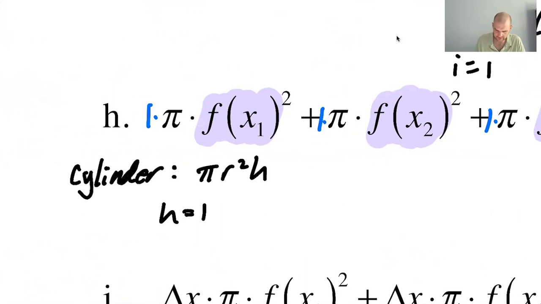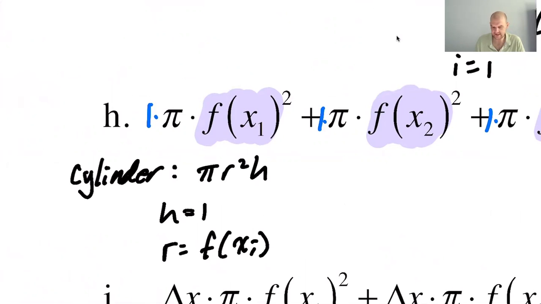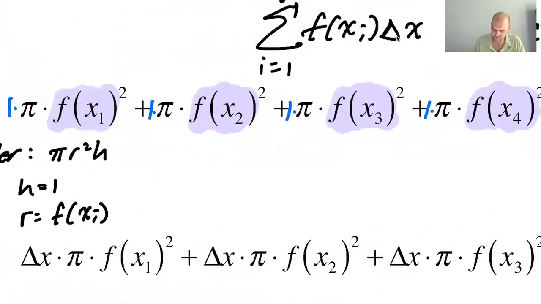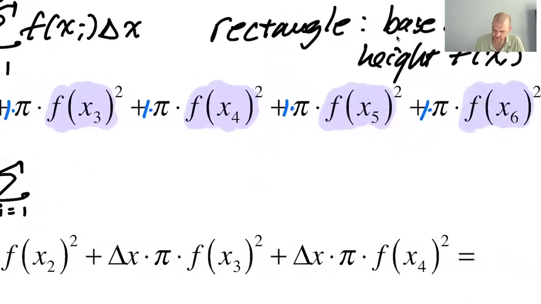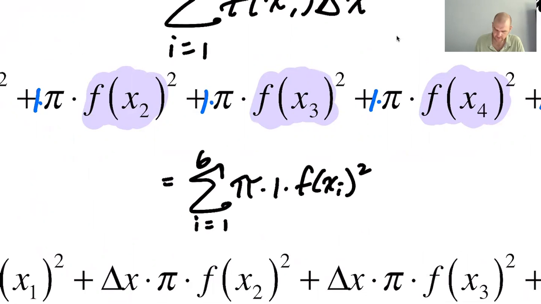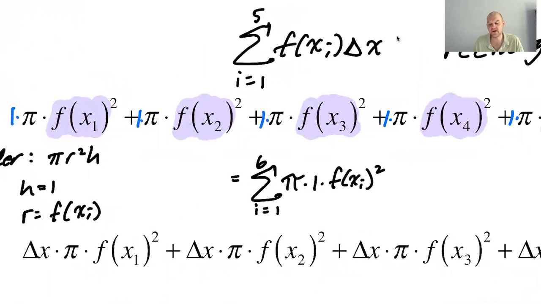If h is 1, and r is f of x sub i, it looks to me like we're just adding up a bunch of cylinders. That's kind of a weird concept, unless you took analysis, then you know that we frequently add up cylinders to approximate volume. So, 1 to 6, I'm going to say it's pi times 1 times f of x sub i squared. So we're just making a lot of cylinders and adding them up.